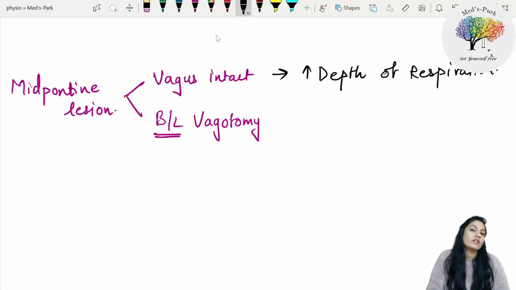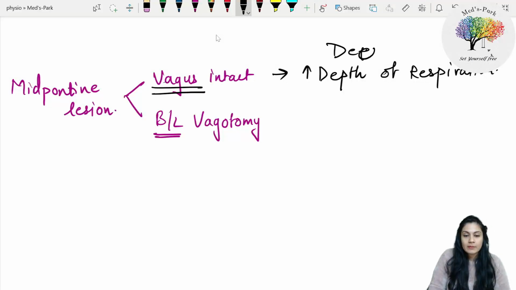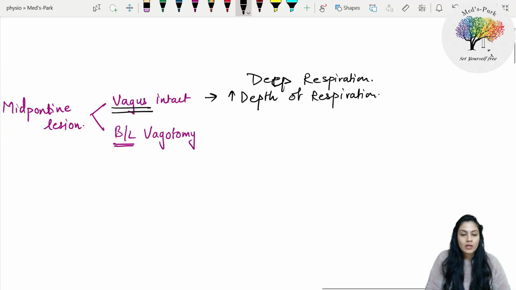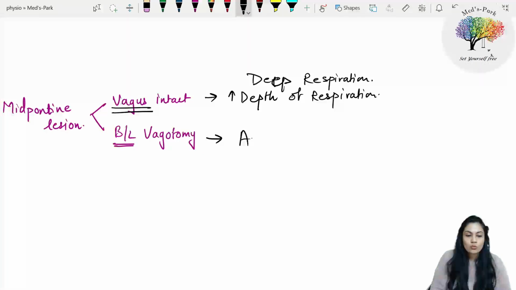Increase in the depth of respiration, since the apneustic center is working more. But at least one inhibitory center is present. So I can write either deep respiration or increase in the depth of respiration. Now, if the bilateral vagotomy is there, what is going to happen? If there is a mid-pontine lesion with bilateral vagotomy, obviously it is going to go into the apneusis.